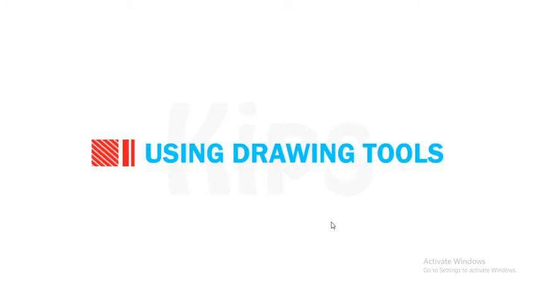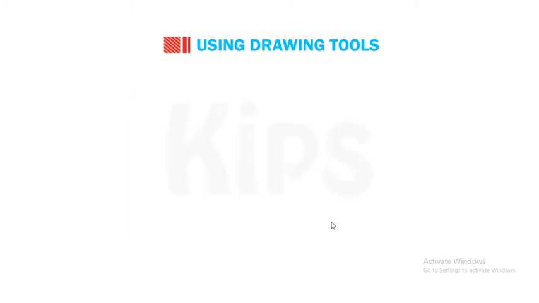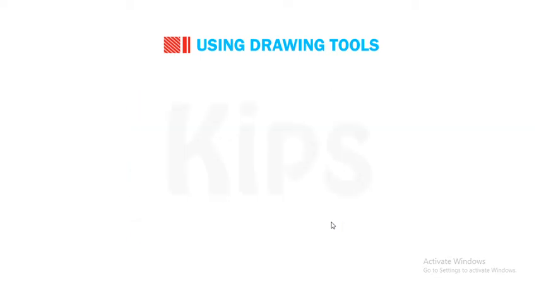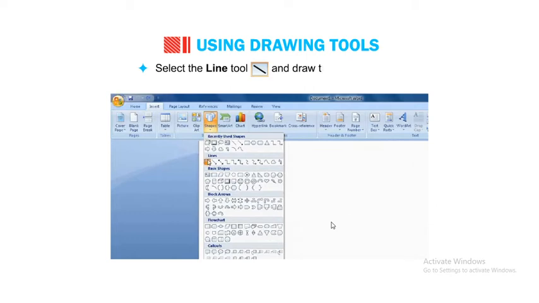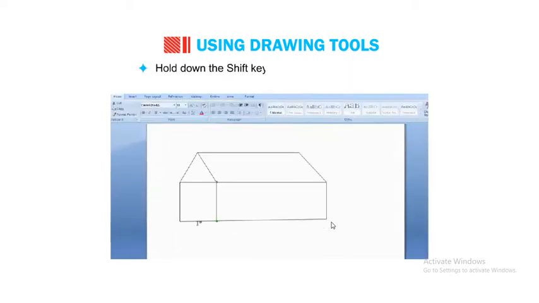Alright students, let us now learn how to use drawing tools. All the drawing features are present in the Shapes drop-down menu. Let us use our creativity to make a hut. Select the Line tool and draw the outline of hut. Hold down the Shift key and select the outline of hut.